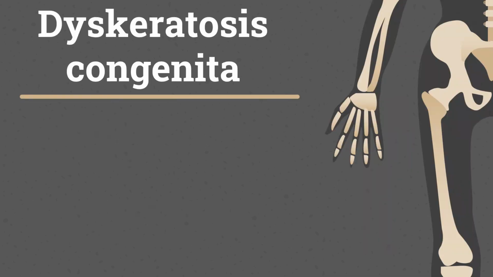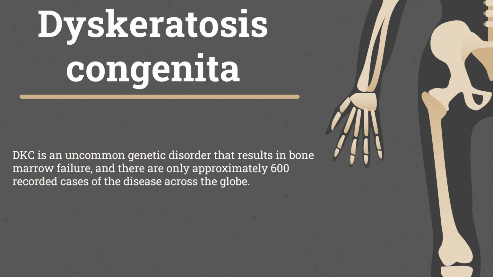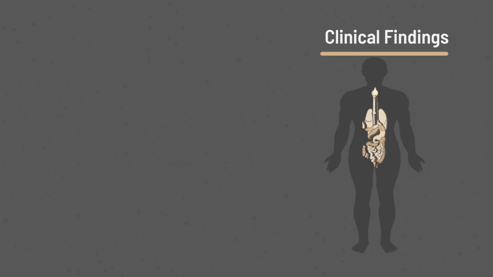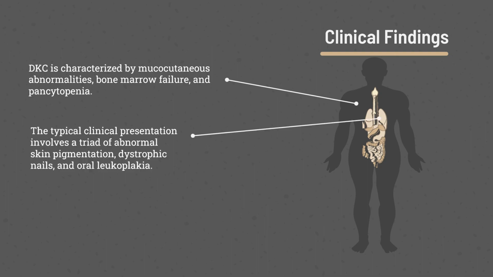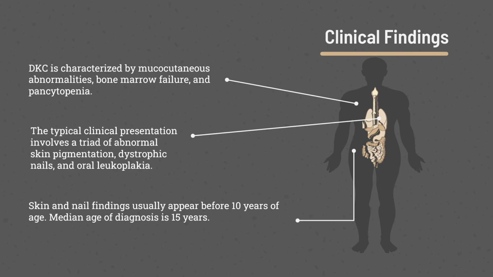Dyskeratosis congenita. Dyskeratosis congenita is an uncommon genetic disorder that results in bone marrow failure, and there are only approximately 600 recorded cases of the disease across the globe. Clinical findings. Dyskeratosis congenita is characterized by mucocutaneous abnormalities, bone marrow failure, and pancytopenia. The typical clinical presentation involves a triad of abnormal skin pigmentation, dystrophic nails, and oral leukoplakia. Skin and nail findings usually appear before 10 years of age.